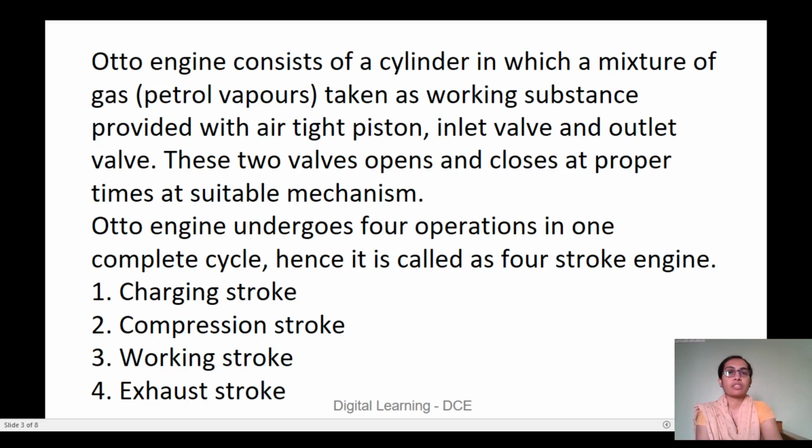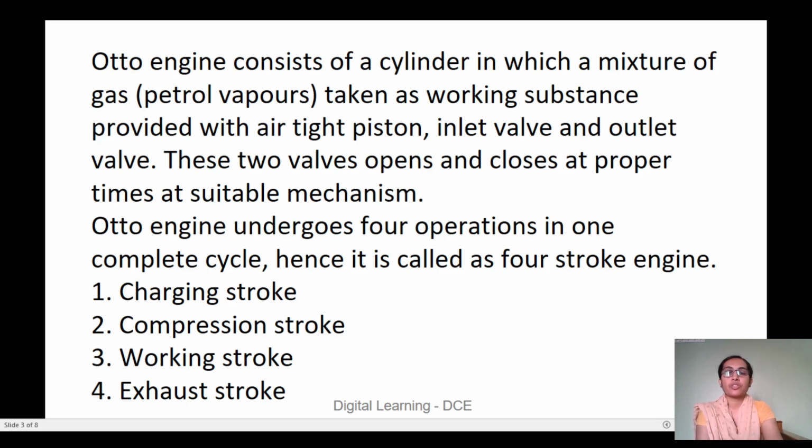The Otto engine consists of a cylinder in which a mixture of gas, that is petrol vapors, is taken as the working substance, provided with an airtight piston, an inlet valve and an outlet valve. These two valves open and close at proper times by a suitable mechanism. The Otto engine undergoes 4 operations in a complete cycle, hence it is called a 4-stroke engine. They are the charging stroke, compression stroke, working stroke and exhaust stroke.